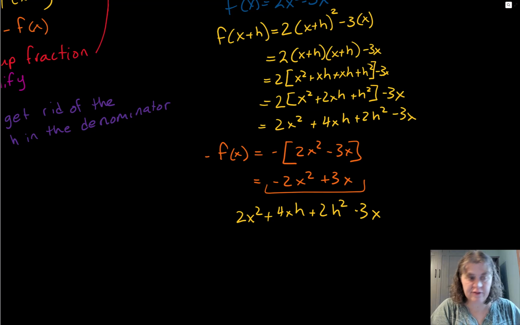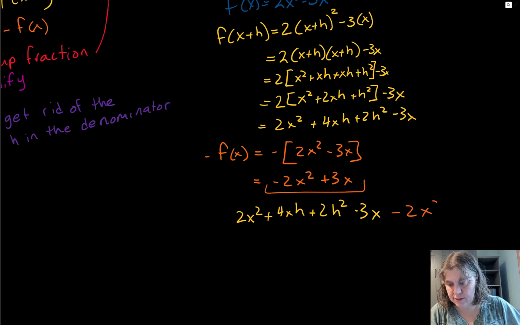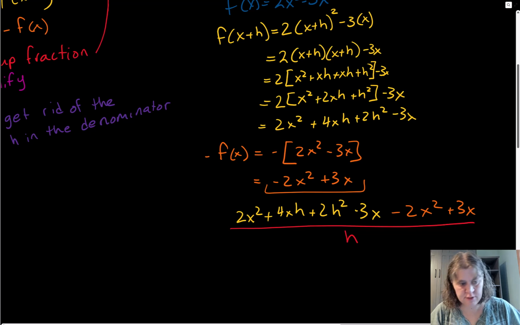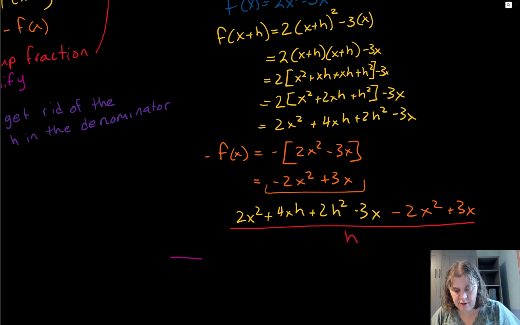All right, so there's my f of x plus h. Next, I need my minus 2x squared plus 3x. Okay, and then that's all going to be over h. And now I need to simplify things. Okay, do I have any like terms to combine?